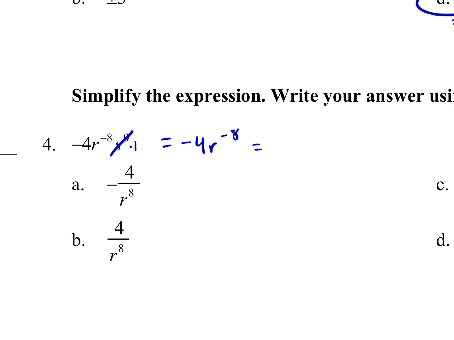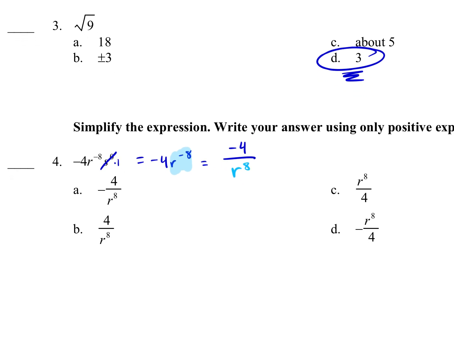What do I do to it? Put it in the bottom of the fraction. Which term has the negative exponent? R. Just the R. So just the R is what goes to the bottom. So that negative 4 stays on top, and then we put R to the power of 8 on the bottom. So that would be answer A.